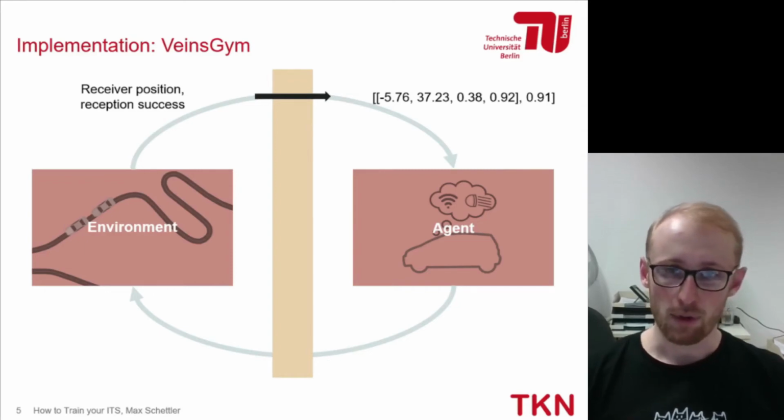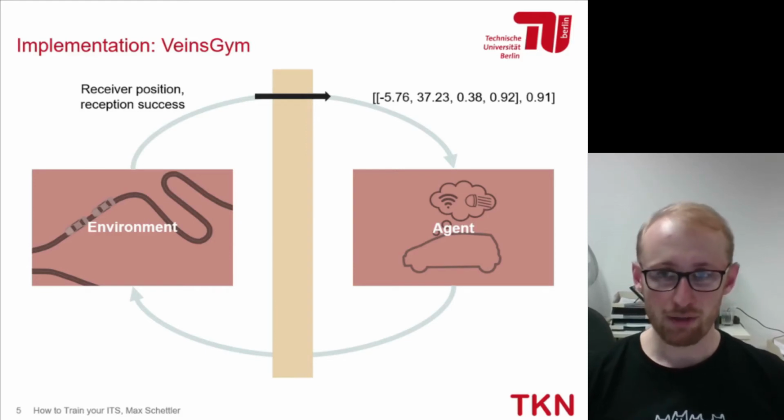And the position is encoded as 4 floats, that is 2 floats for the relative position of the vehicles and a unit vector describing the rotation of the receiving vehicle, as well as a reward for the reception success, which is a number between 0 and 1.